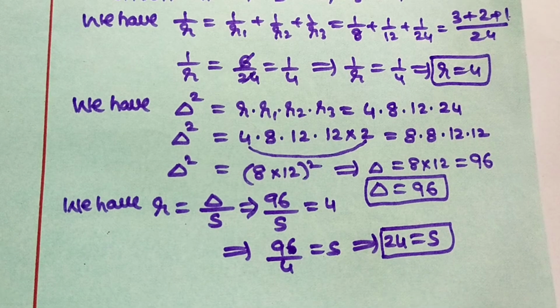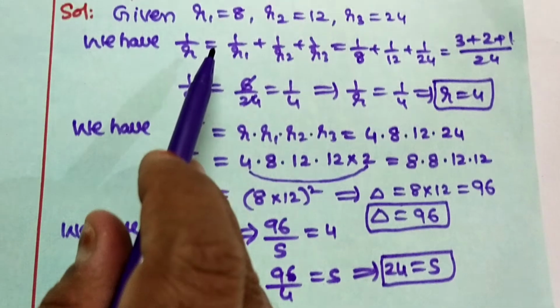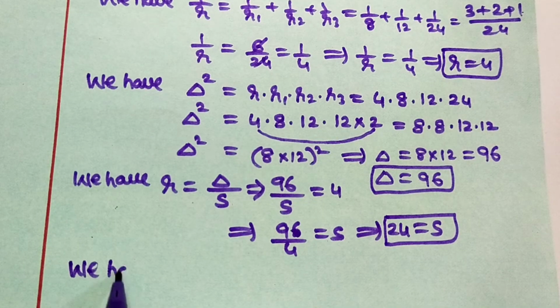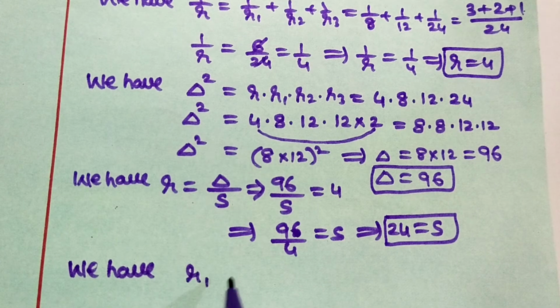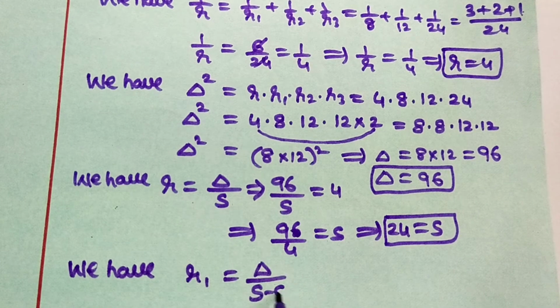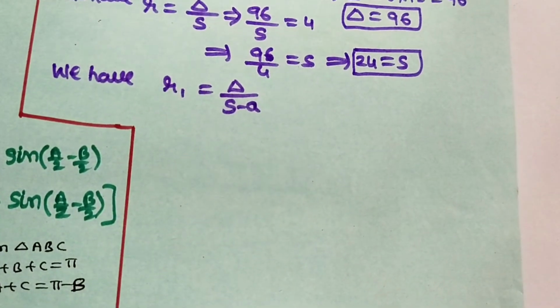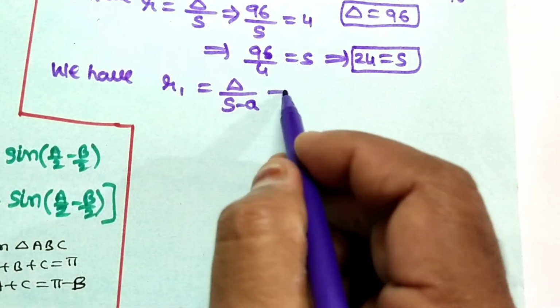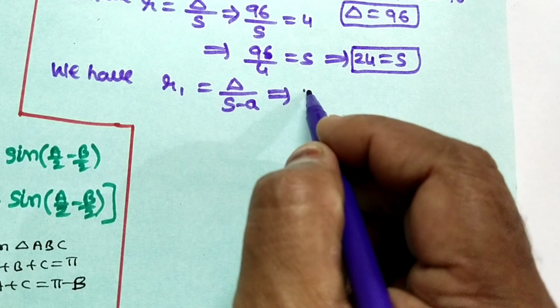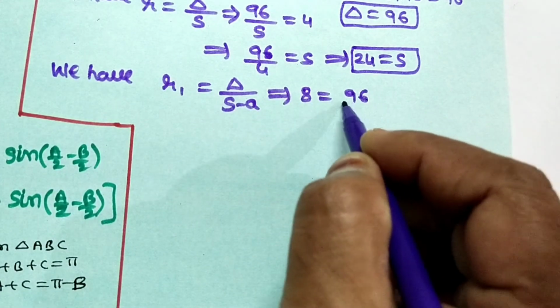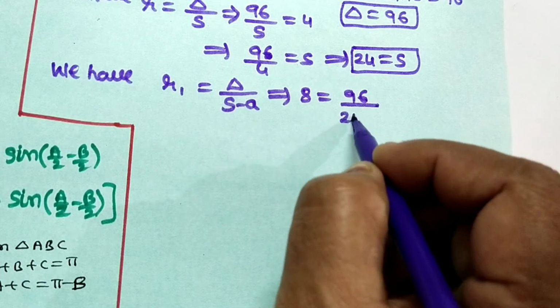Now R1 they are asking. Sorry, A, B, C we need to calculate now. What is the R1 value we have here? R1 is equal to 8. We have formulas: R1 is equal to delta by S minus A. We need to calculate A value, B value, C value. So that implies R1 is equal to 8, delta value is 96 divided by S minus A, 24 minus A.